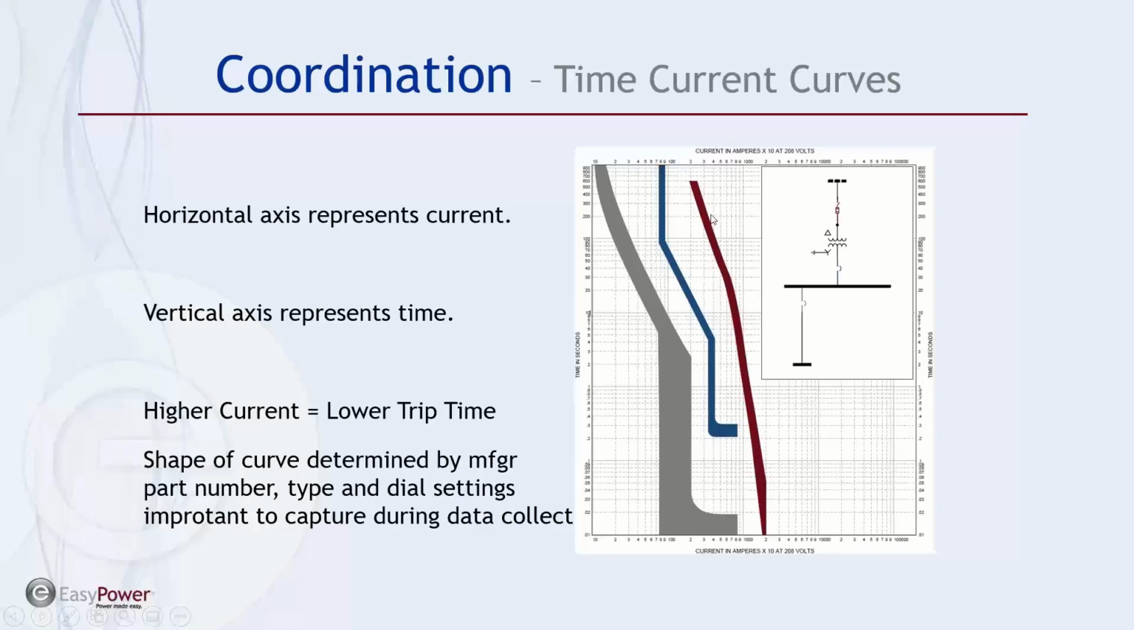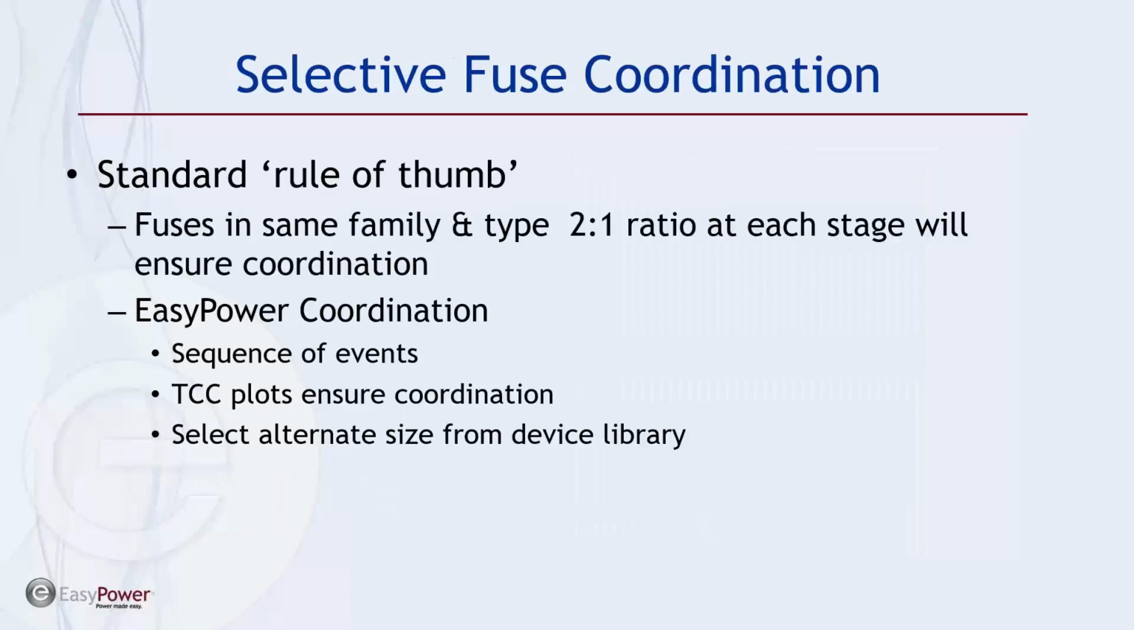The blue shape is a low voltage power circuit breaker, and it has adjustable settings for long time setup, short time pickup and delay. We'll talk about that more next week. And this rust color band is the fuse performance curve, and the thickness represents the plus or minus acceptance band that the manufacturer guarantees from the testing that's done in the factory. So for selective coordination, the standard rule of thumb in fuses is to have the same type or same family have a 2-to-1 ratio at each stage to ensure coordination. In EasyPower, we use a module called Power Protector to do coordination, and it gives the ability to incorporate a sequence of events check, then look at the TCC plots, and then select alternative sizes from the device library.